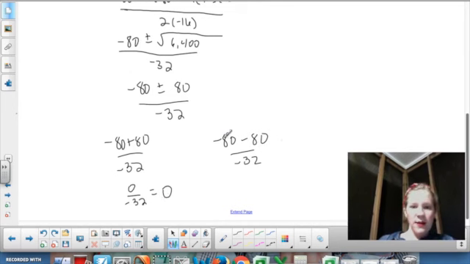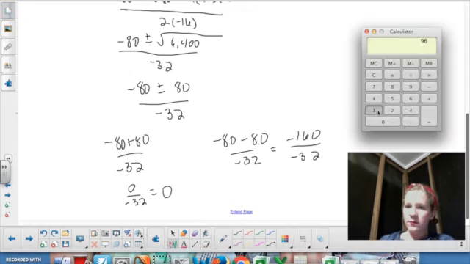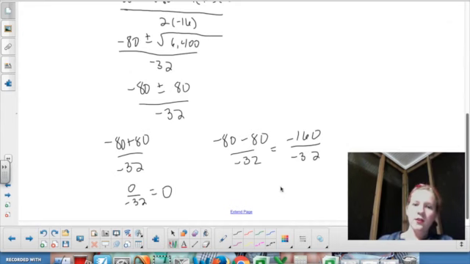So this has got to be it. Negative 80 minus 80 is going to be negative 160. And negative 160 divided by negative 32 is going to be 5. Negative divided by negative is positive, so we get 5.